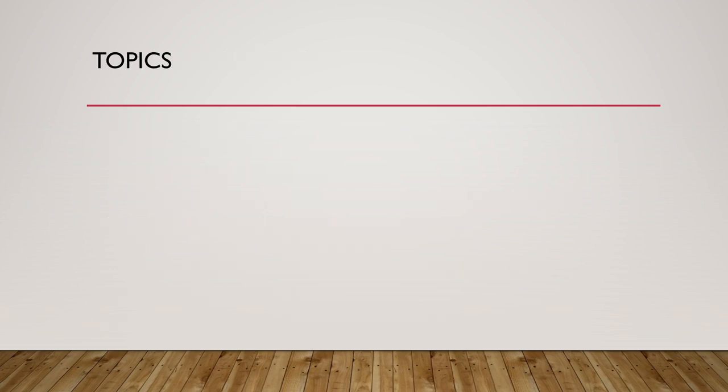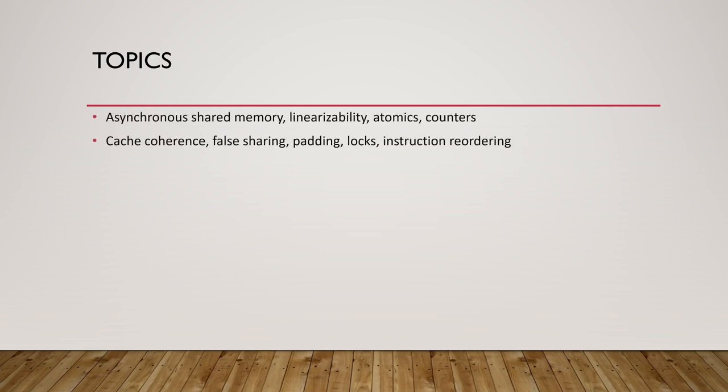Okay, so the topics we'll cover. Now there's quite a few of them. I'll try to go through them relatively quickly. So the background material: we'll talk about the asynchronous shared memory model of computing, linearizability, which is a correctness definition, atomics, which are certainly a hot topic these days. And then we'll start to get into data structures like a simple counter data structure. And we'll talk a little bit about systems. We'll talk about cache coherence, false sharing, padding, locking, instruction reordering.